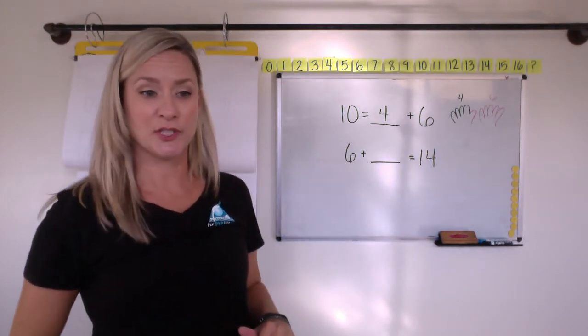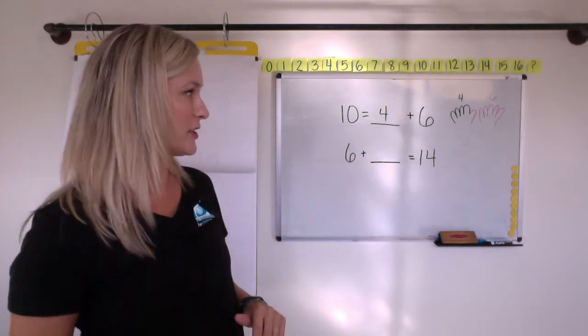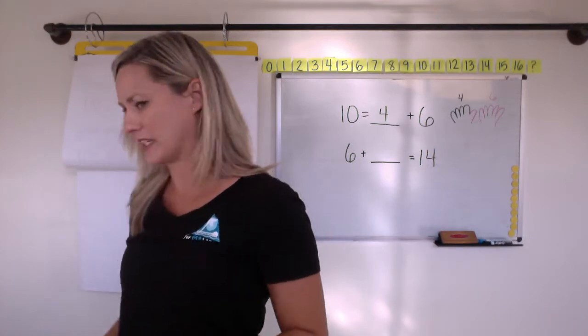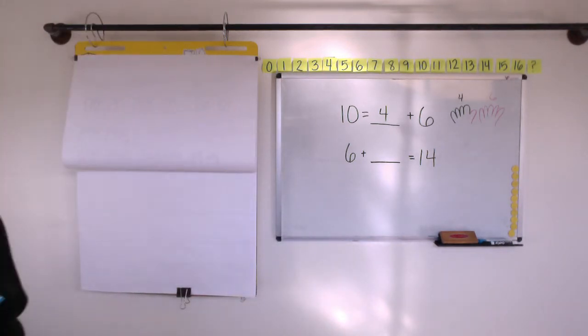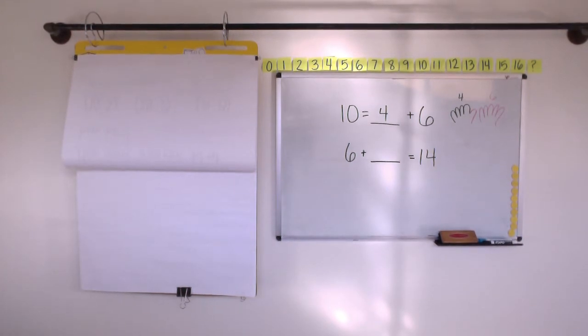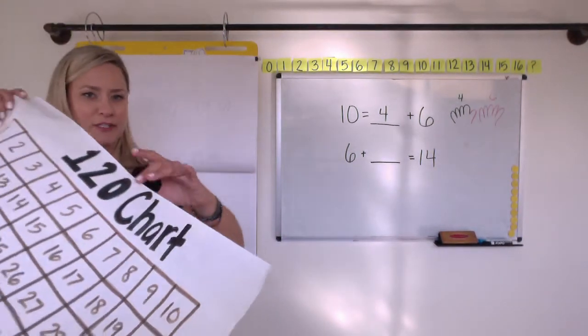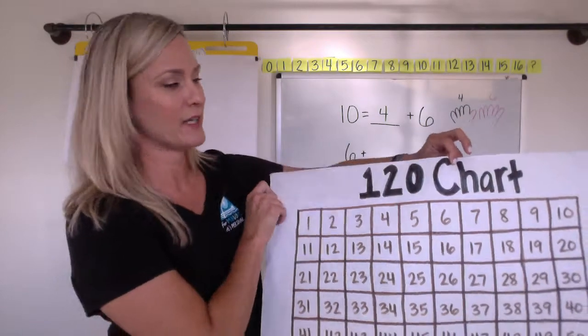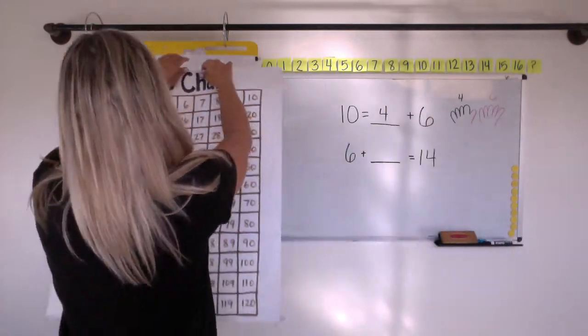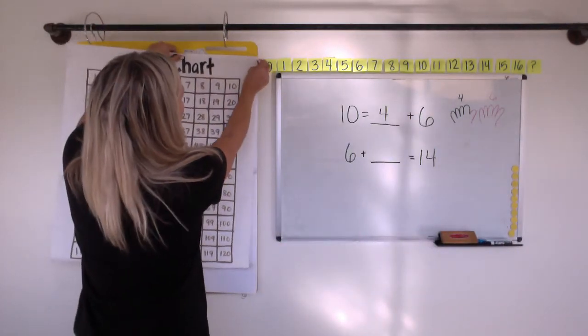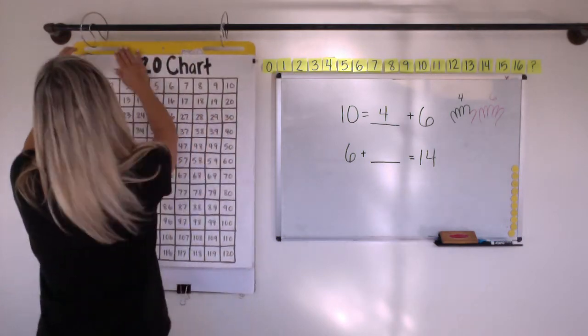Maybe you used your 100 chart or your 120 chart. Where is my 120 chart? I keep using it, so then I just keep losing it. Got to get a little more organized. Okay, I'm back. I got my 120 chart. It's big, right? So we've got, just hang it right here. Let's just do that, you guys. Why not?